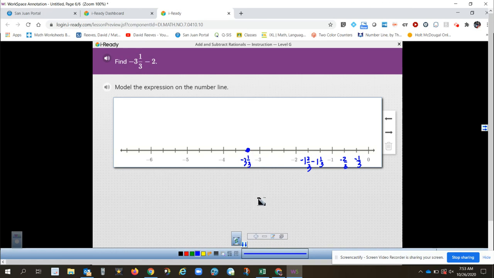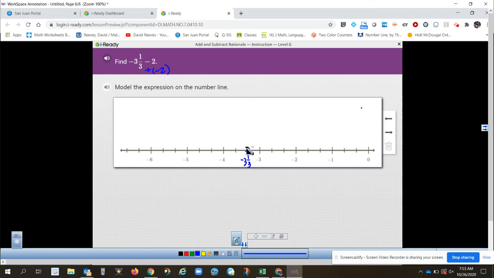Now we're subtracting 2. Subtracting 2 is the same as adding negative 2. So remember, when you want to go to the left, you can either subtract a positive or add a negative. Subtract a positive or add a negative. So I need to go 2 entire units.